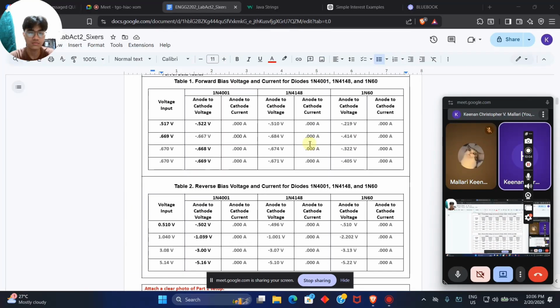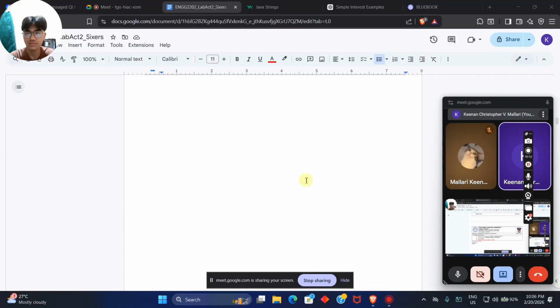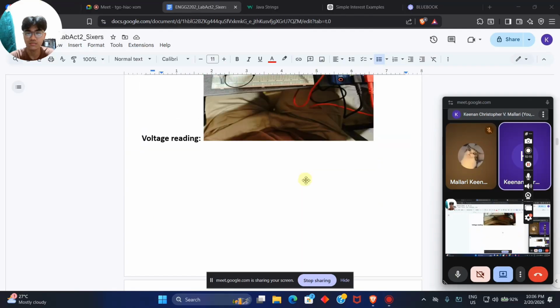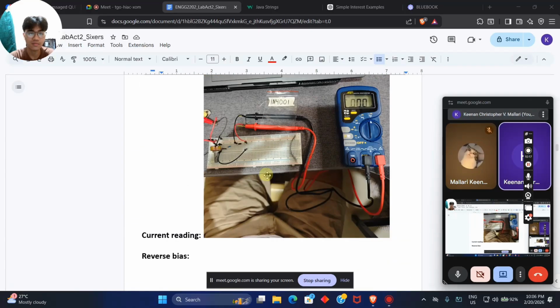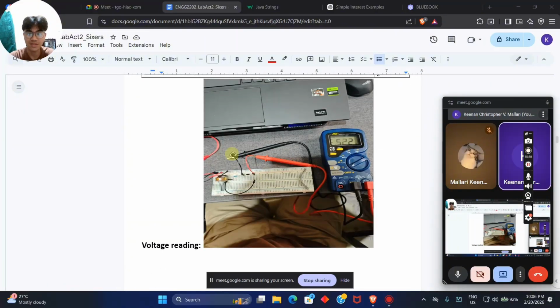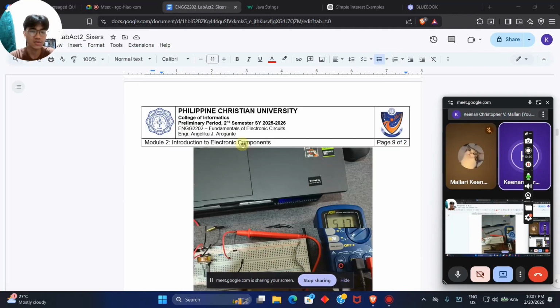Alright, now let's check its anode to cathode voltage. It should be negative 0.502 volts. Here it is. Negative 0.522 volts for its reading. All right. This is to confirm it. Now let's proceed.